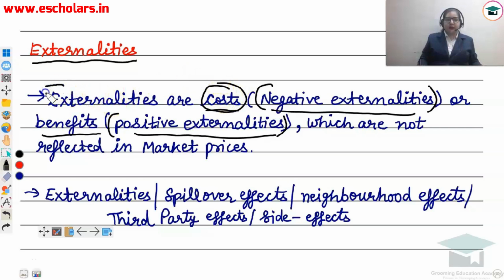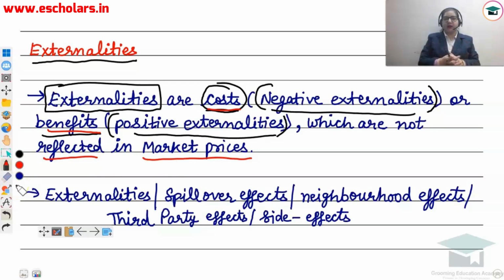So basically externalities can be positive externality as well as negative externality. Negative externalities decrease the welfare, whereas positive externalities enhance the welfare. But the problem is that the cost and benefits which are created out of the externalities are not reflected in the market prices. That is, whenever the market prices are set for the goods and services, the cost and benefits created out of the externalities are not considered, which leads to market failure.